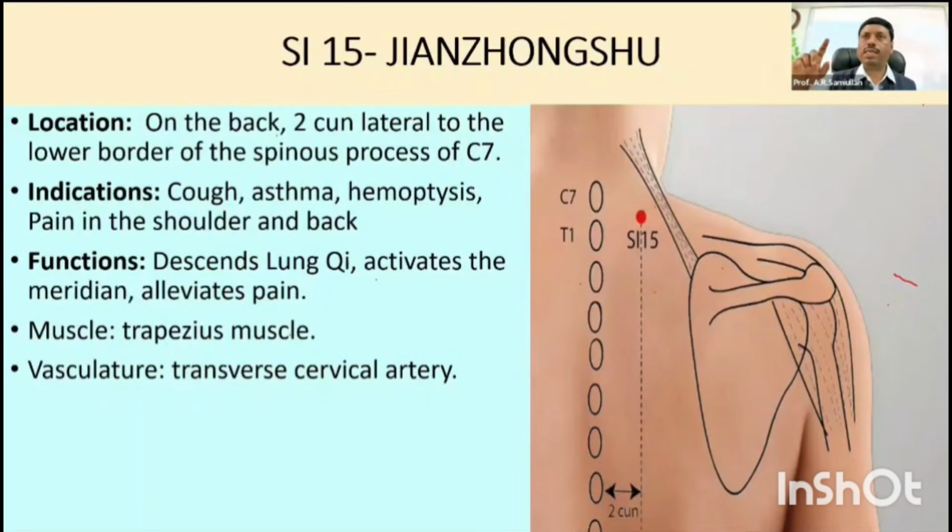Then SI15. SI15 is Jian Zhong Shu. Jian means shoulder, Zhong means center, Shu means point. The Jian Zhong Shu point is located 2 chun lateral to the lower border of the spinous process of the 7th cervical vertebra. That point is also a good point for cold and congestion, asthma, and hemoptysis. Hemoptysis means bleeding through the mouth as well.